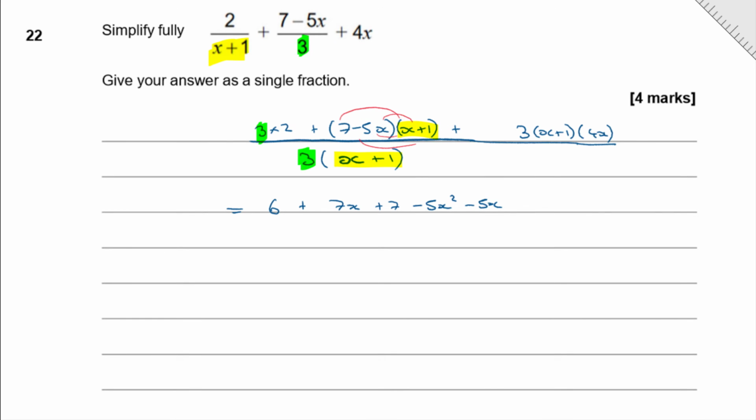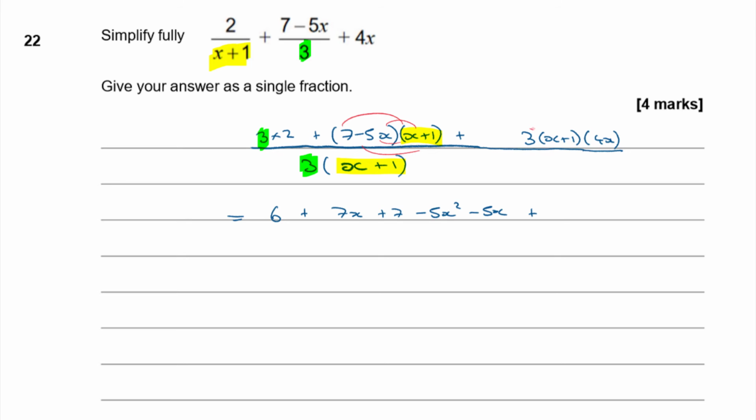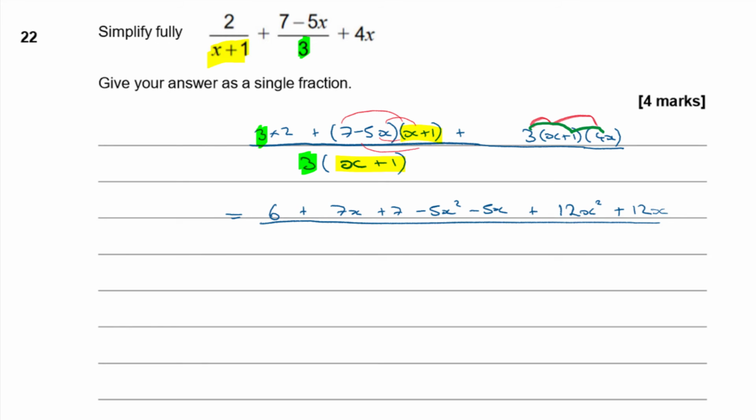Okay, so that's the second part done. Next we've got 3 times x times 4x. So 3 times x is 3x, times 4x, that's 12x squared. And then I've also got 3 times 1 times 4x. 3 times 1 is 3, times 4x is 12x. So that's 12x squared plus 12x from the last brackets. And that's all over 3 lots of x plus 1.